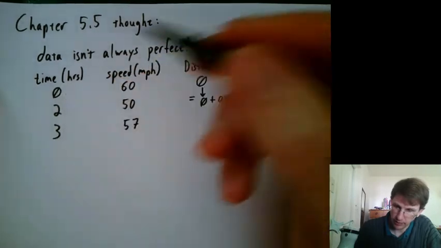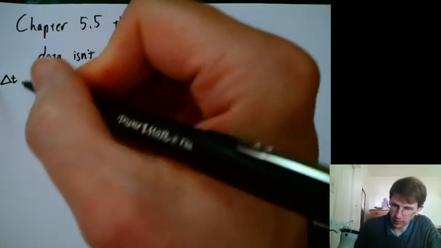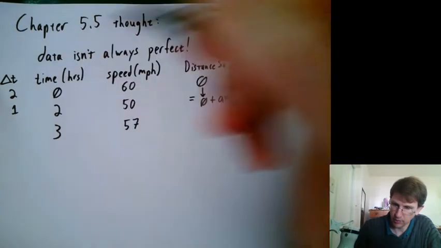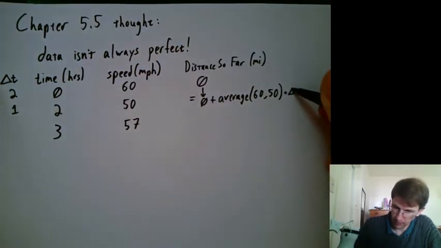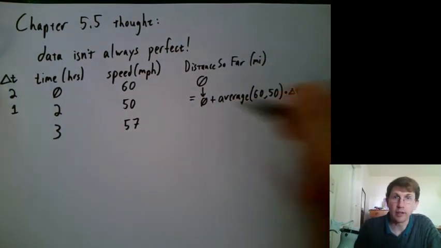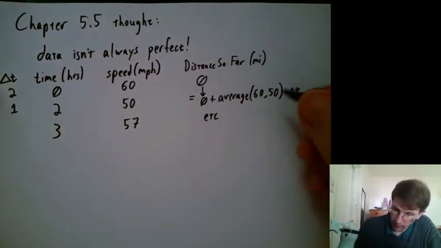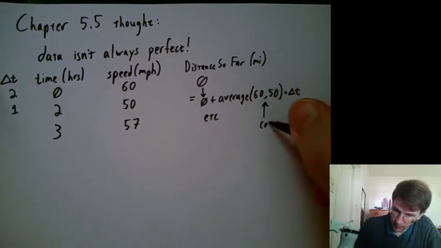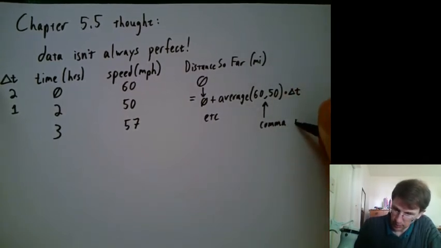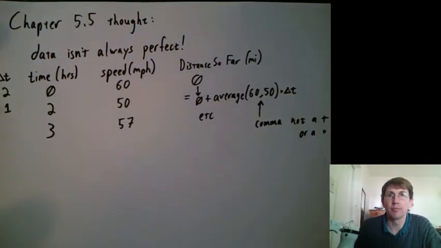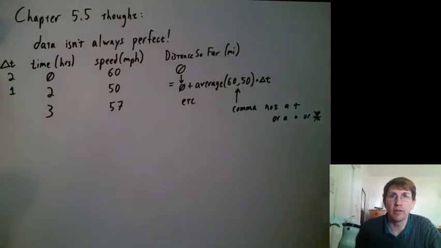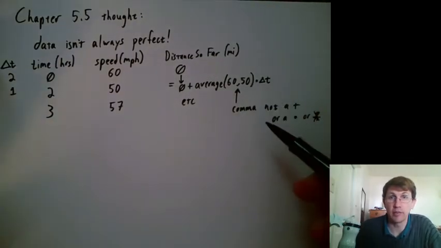Times the delta t value. We could have delta t over here, which would be 2 and then 1, times the delta t, and then you do it again here, right? So first of all, I should point out that this needs to be a comma, not a plus or a times written the computer way. We want to tell it to average 50 and 60, and hopefully it should get 55.